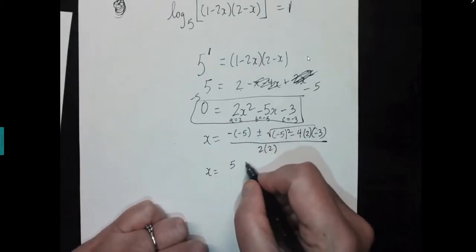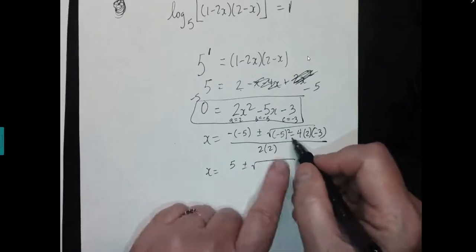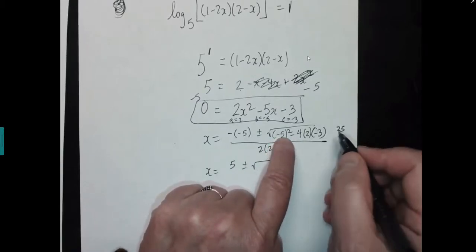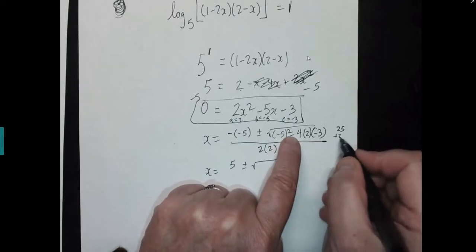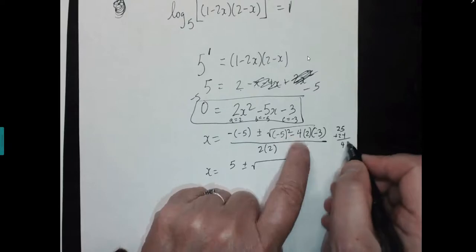So I'll have positive 5 plus or minus the square root of negative 5 all squared, which is 25. These negative signs cancel. 8 times 3 is 24. And 25 and 24 is 49.